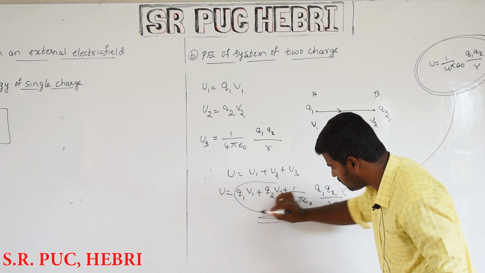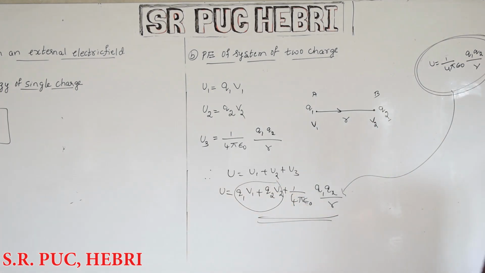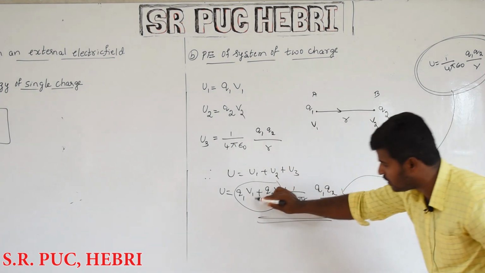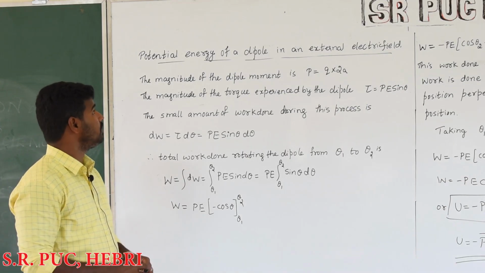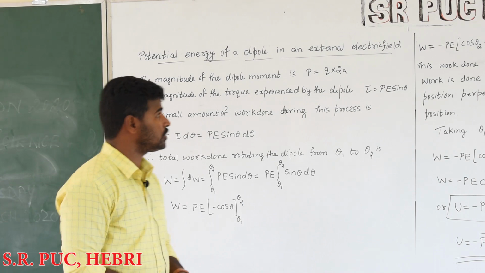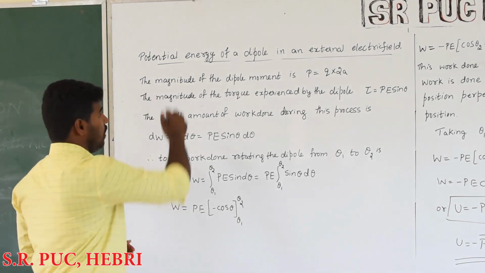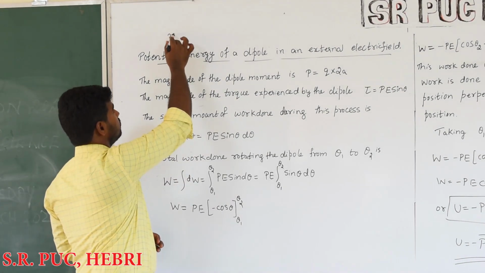While considering the basic equation, that equation is known as q1 v1 plus q2 v2, where v1 is because of an initial potential and v2 is because of an external electric field. Is it clear? Yes. Next concept, potential energy of a dipole in an external electric field, for a 3-mark question.